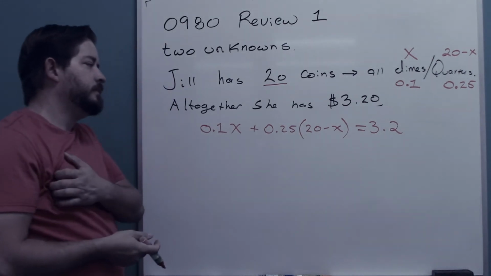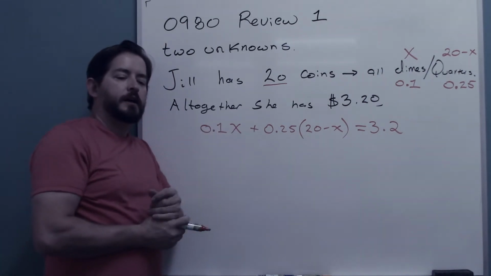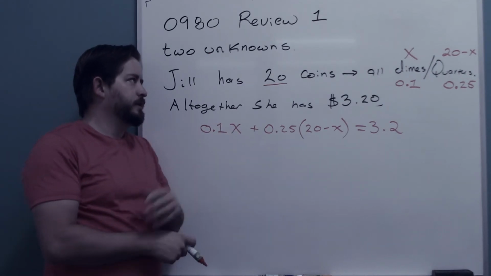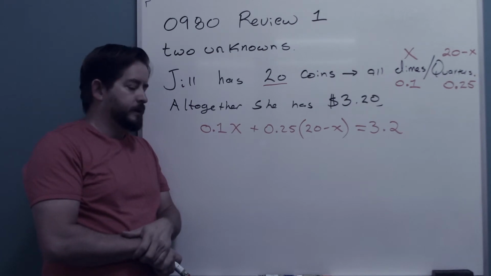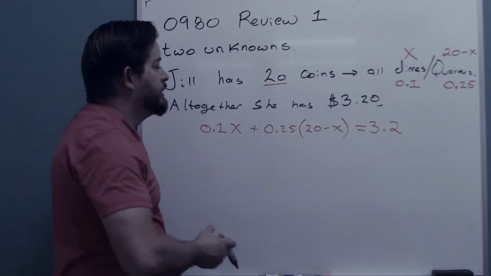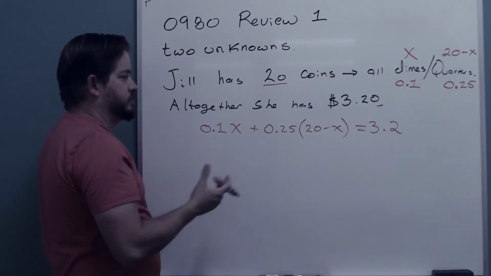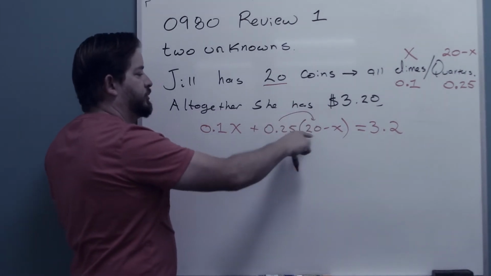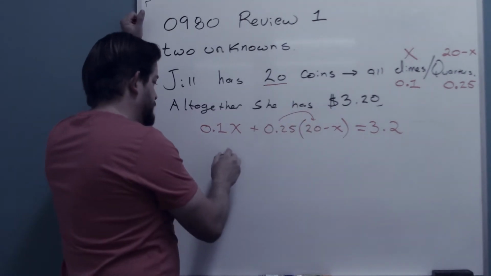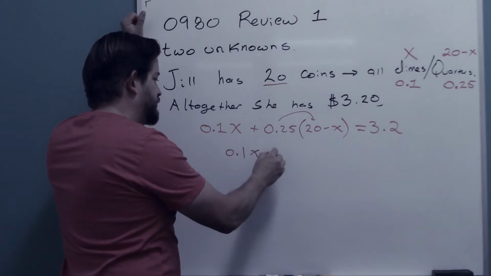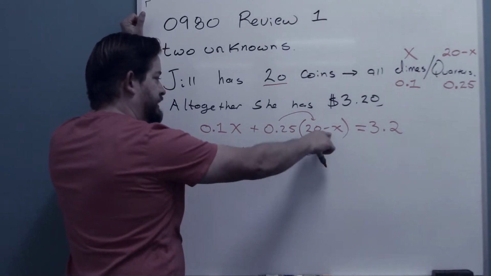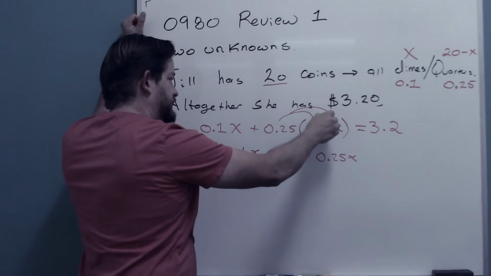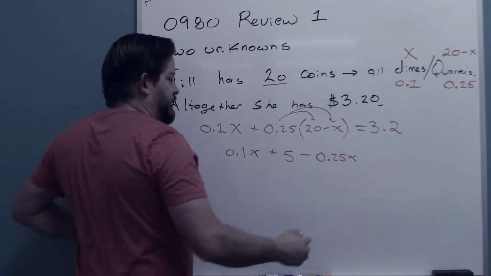If you wanted to, you could multiply everything by 100 to get rid of your decimals, but you don't need to. You can work with decimals, most people can. Most people don't get too scared by the decimals. If you do, just multiply everything by 100 and you'll have your decimals all moved. Here I'm going to distribute the 0.25. 0.25 times 20 is 5. So this gives me 0.1x plus 5 minus 0.25x. And that second distribution there equals 3.2.